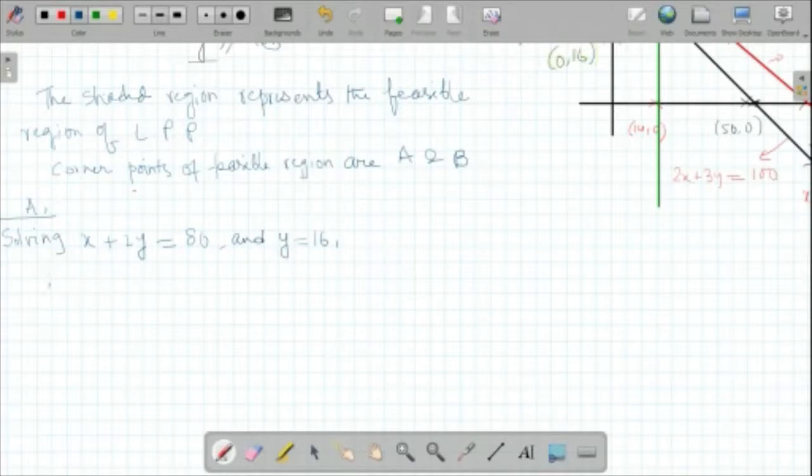So that is x plus 2 into 16 equals 80. That means the value of x is going to be, it's going to be how much? 48. So what is the point A then? Point A is going to be x is 48, and what is y here? y is 16.